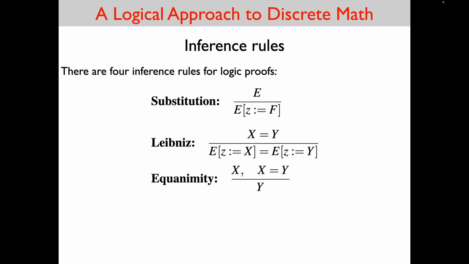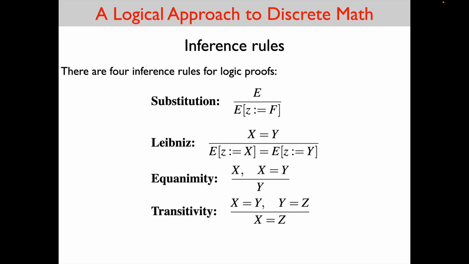So that's the second inference rule. The third inference rule is called equanimity. And what equanimity says is that if x is true, and if x equals y, then y is true. If x is true in all states, that comma means and. So let me restate that. If x is true in all states and x equals y is true in all states, then the conclusion is that y must be true. And the last inference rule is transitivity. The transitivity inference rule says that if x equals y and if y equals z, then x has to equal z. So these are the 4 inference rules for logic proofs.